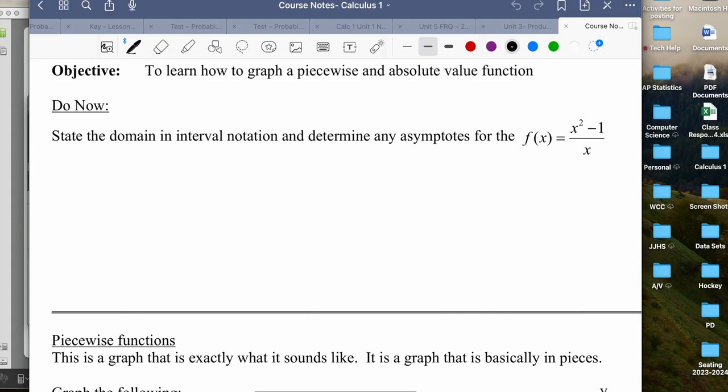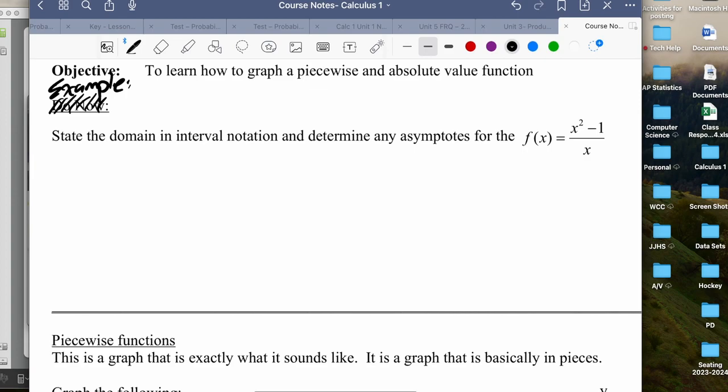All right, so the first problem here, I don't know why it says do now. It's just an example. State the domain in interval notation and determine any asymptotes for the function. The types of asymptotes that we could be looking at would be vertical asymptote, horizontal asymptote, or oblique slant asymptotes. But before we do that, we'll take care of the domain.